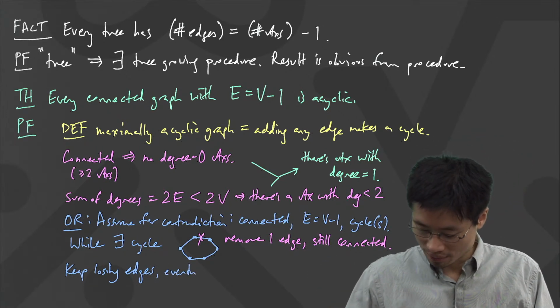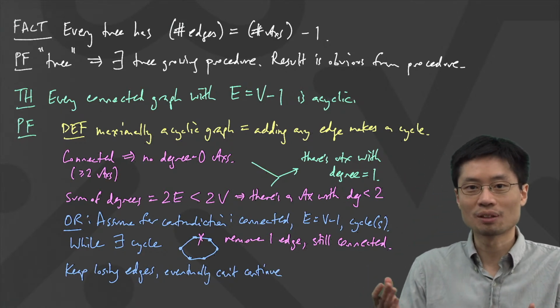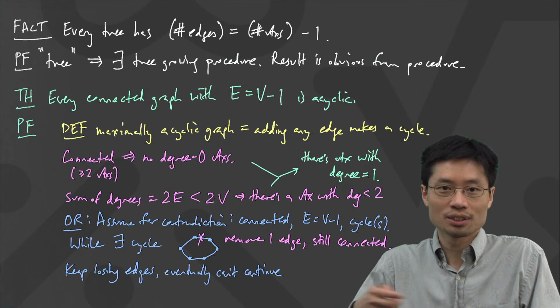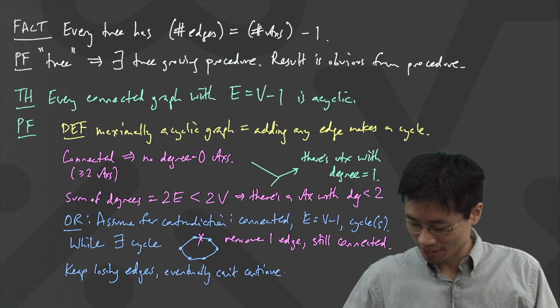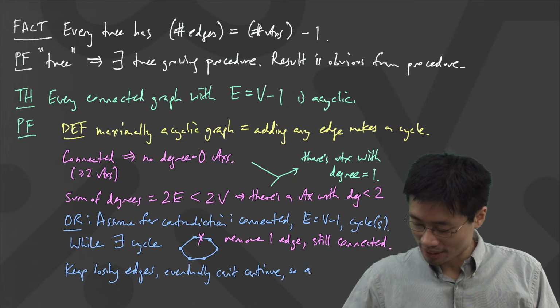Eventually you can't continue. But that's because we had finite. That's where finite was so important. We start with finite, so eventually you can't continue. And when you can't continue, there's no more cycles. So it's acyclic. That's what can't continue means.